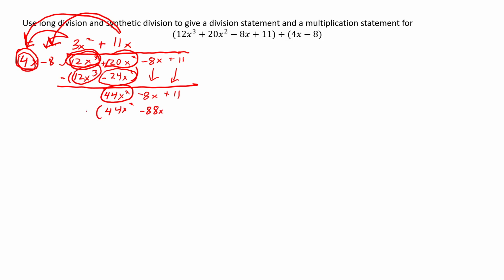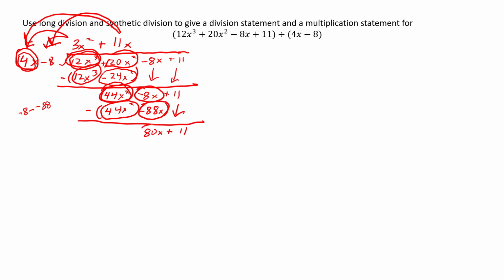So we're going to subtract this second expression from the first one. We have 44x squared, and we're going to subtract a 44x squared. So that's 0, and that eliminates. We have a negative 8x here, and we're subtracting. We see that subtraction in front. A negative 88x. Well, negative 8 minus negative 88 is positive 80. So we're going to actually have a positive 80x here. And we're going to drop down everything remaining, which is a plus 11.